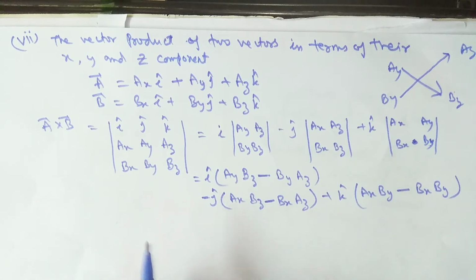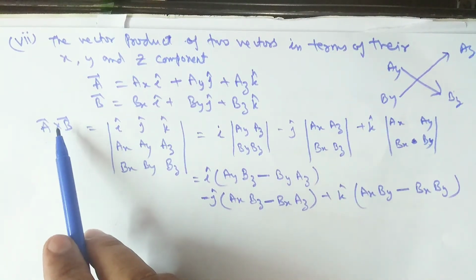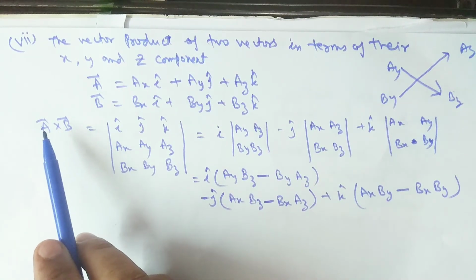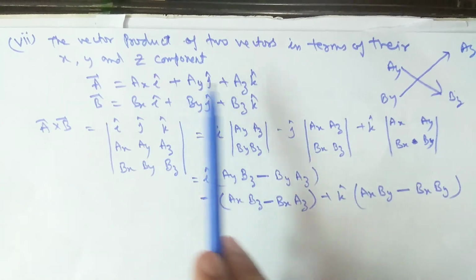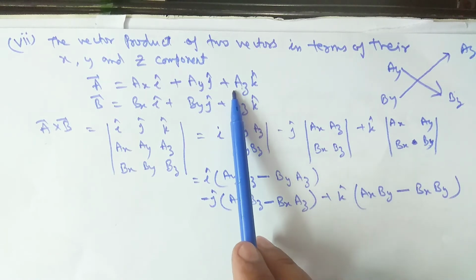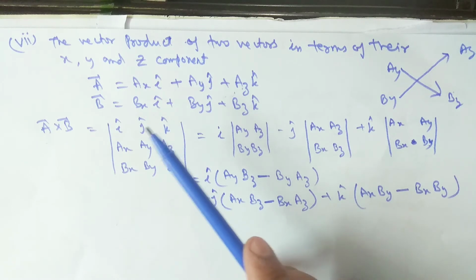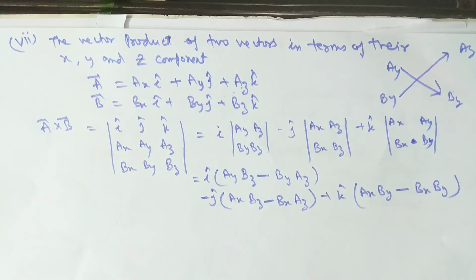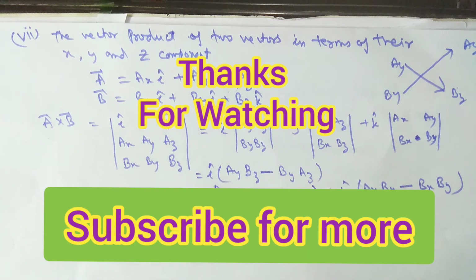So this is the vector product of two vectors in terms of their x, y and z components. Dear students, these are the seven properties of the vector product. With the help of this, we can solve any numerical based on vector analysis. Thank you students.